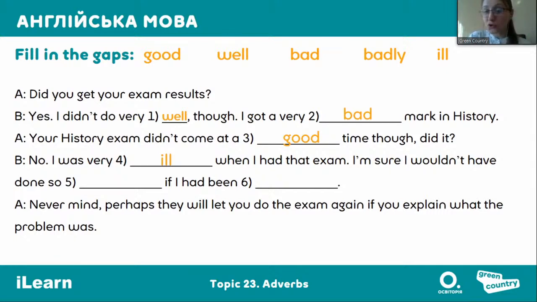Number 5, I'm sure I wouldn't have done so if I had been and gap. What do you think about 5? Done so. 5 як, да? Тобто у нас bad ми вже використали, до речі, у нас залишилось тільки badly, да? Badly, if I had been, якщо б я був, мабуть, здоровий, да? If I had been well. So to be well means to be healthy or to feel good. Да? Тобто треба запам'ятати, що можна сказати I'm well, це означає, що я здоровий або я почуваю себе добре.